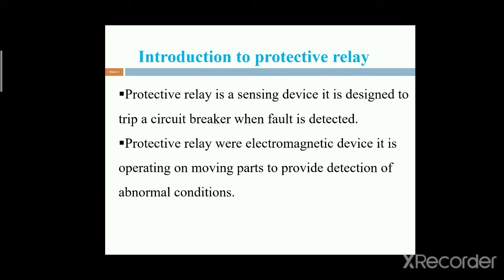Next, the protective relay as an electromagnetic device. It operates on moving parts to provide protection against abnormal conditions. If any abnormal condition occurs in the protected system, then automatically the electromagnetic device, that is the protective relay, will be operated in that condition.